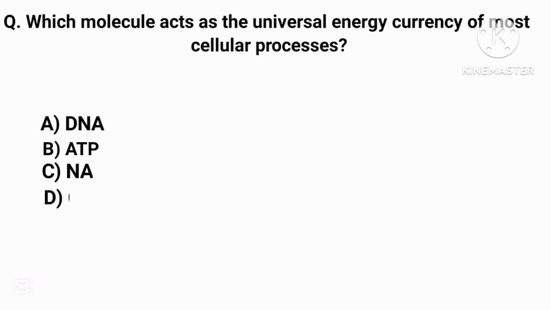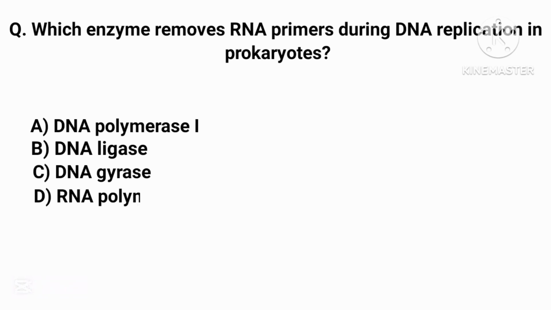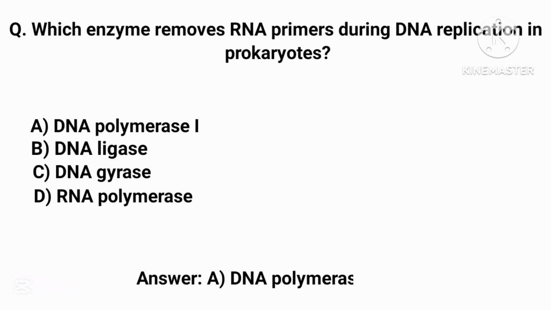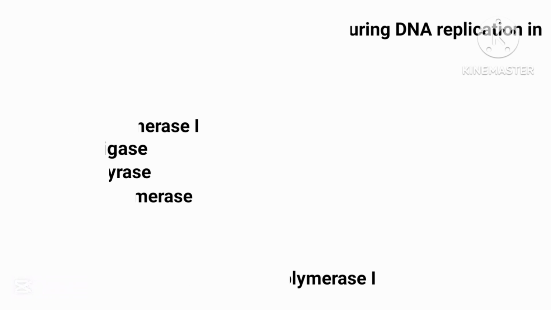Which molecule acts as the universal energy currency of most cellular processes? Correct answer is option B, ATP. Which enzyme removes RNA primers during DNA replication in prokaryotes? Correct answer is option A, DNA polymerase 1.